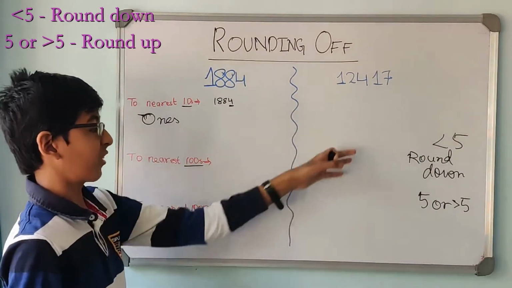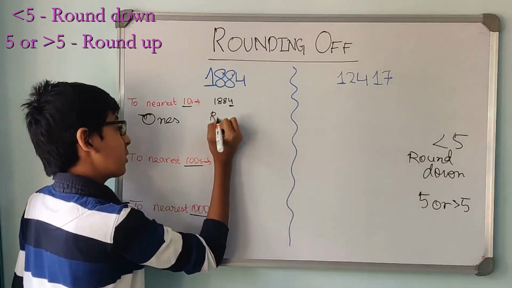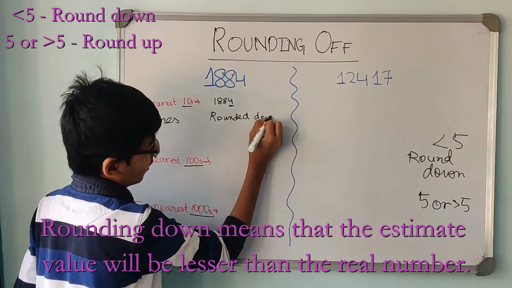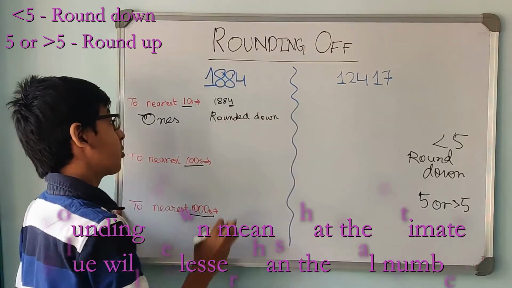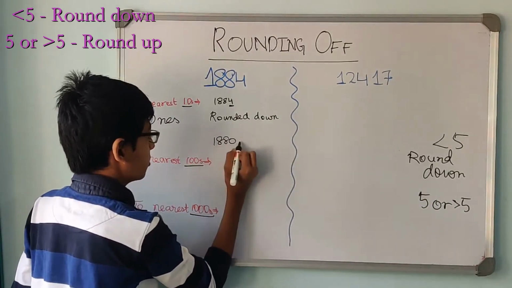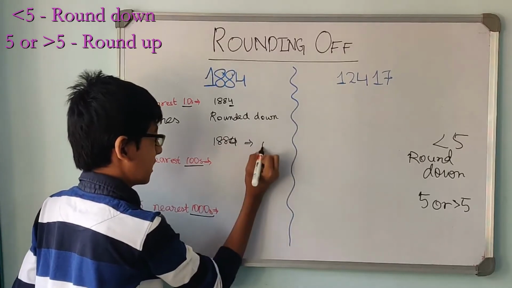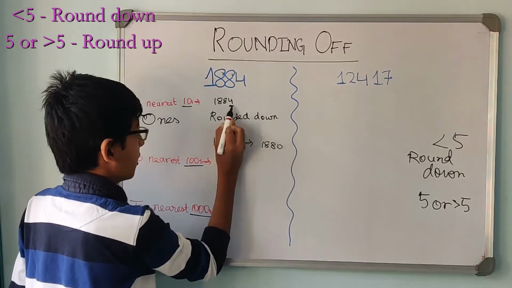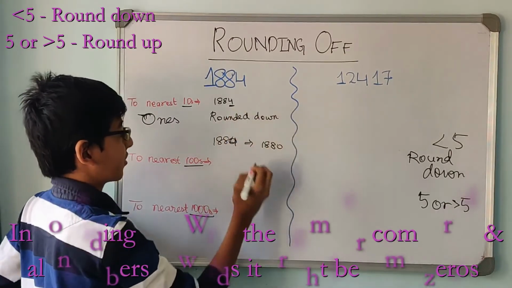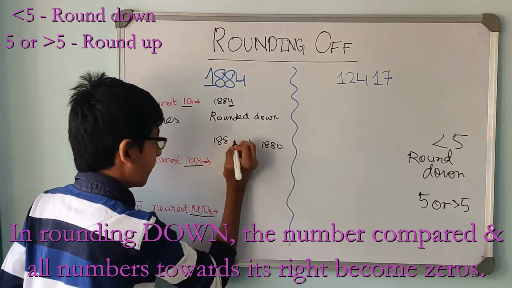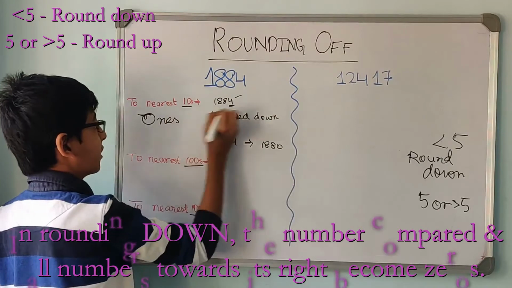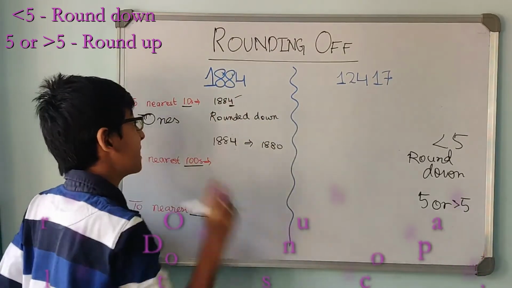So what does this mean? Rounding down means that the approximate number that we will get is going to be smaller than the actual value. So 1,884 will be rounded off to 1,880. Now this is because in rounding down, that number and all its numbers towards the right become zeros. One thing you need to remember is that over here, if we are rounding to the nearest tens, the ones place will be a 0.